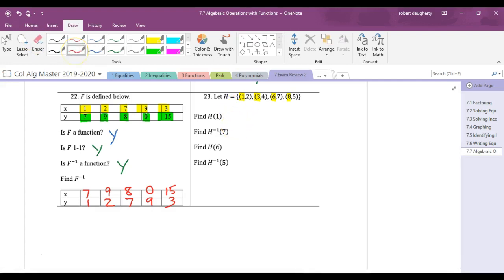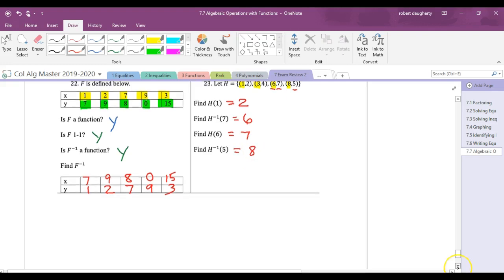Find h of 1. So when you substitute a 1 in, what do you get? Well, h of 1 is 2. Okay, you plug in a 1, you get a 2. h inverse of 7. So when you switch the role of x and y, if you were to plug in a 7, you would get a 6. Okay, h of 6. Plug in a 6 for x, you should get a 7. h inverse of 5. You plug in a 5 and you should get an 8 on the inverse.